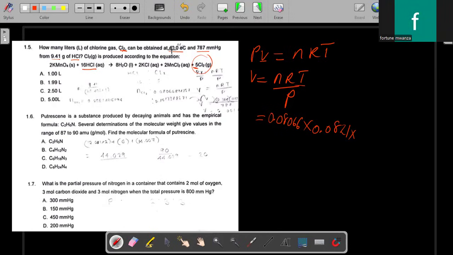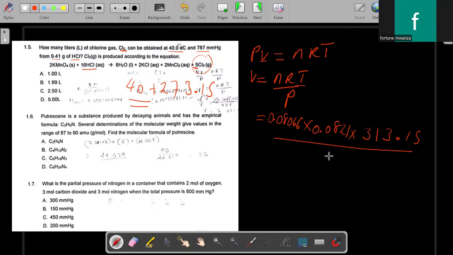So you take this temperature and convert it to Kelvin by simply adding 273.15. You get 40 plus 273.15, which will give you your temperature in Kelvin. So here I'll get my temperature to be 318.15 Kelvin.